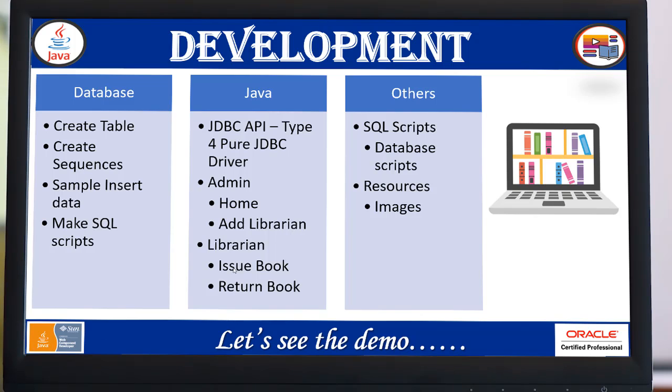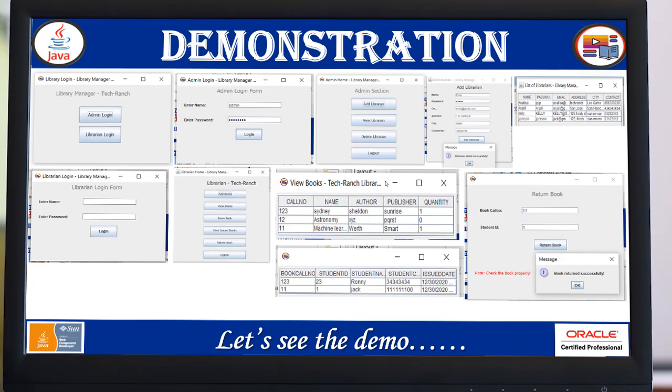And another feature we have added in the simple library manager application is viewing the list of all the books. That will be very simple, implemented using JTable. We are going to get the values from the table and display them in a table form. Others basically consist of SQL scripts, the database scripts, as we have discussed in the database part, and resources, some images which will make it a little more fancy, and you can have your own images in that folder. Now let's take a look at the demonstration.